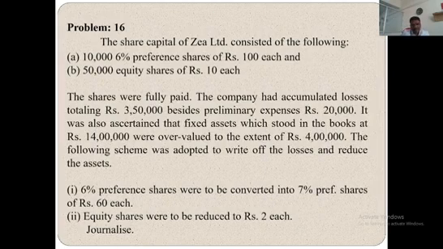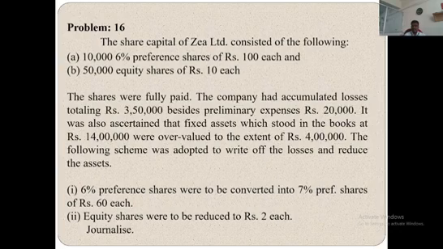The share capital, problem number 16. The share capital of G Limited consists of the following. 10,000 6% preference shares of rupees 100 each. 50,000 equity shares of rupees 10 each. Both types of shares, preference shares and equity shares, were fully paid. The company had accumulated losses totaling 3,50,000, besides preliminary expenses 20,000. First you have to find out the capital reduction.